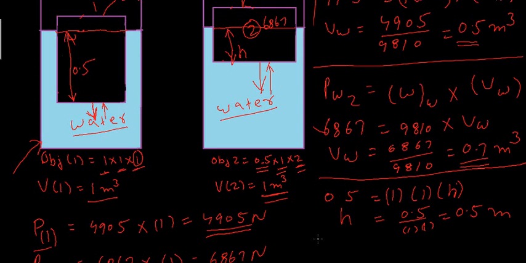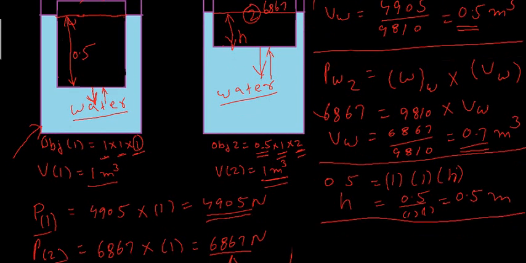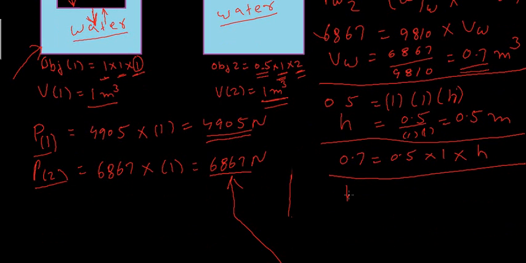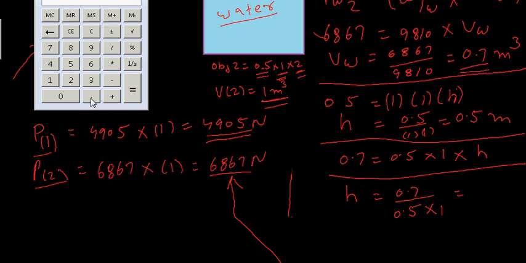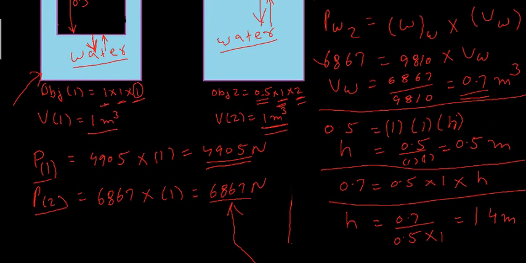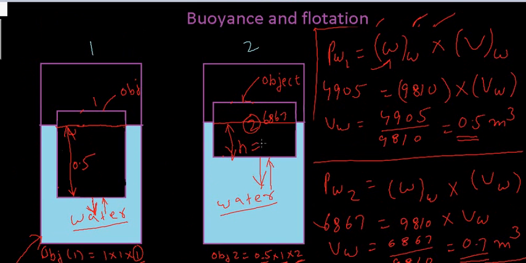So that 0.7 meter cube should be its length which is 0.5 into its breadth which is 1 into its height जो अपने को नहीं मालूम है कितना अंदर है. So from this we can calculate what's the height of the object inside the water. So h is equal to 0.7 divided by 0.5 into 1. Now this is equal to 0.7 divided by 0.5, which is 1.4 meters. So this is 1.4 meters. That means that it is 1.4 meter inside the water.